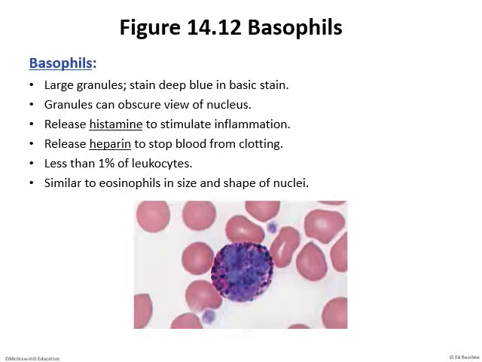And then the last granulocyte are our basophils. These release histamine and heparin. Histamine is going to stimulate inflammation, and then heparin is going to stop blood from clotting. So the inflammation is going to try and wall off that area that's been infected or injured, while at the same time bringing in the different cells and molecules needed to help fight off infection and start the healing process.